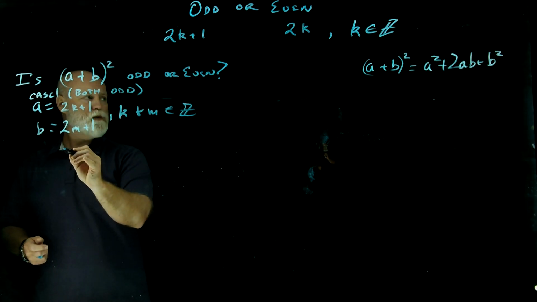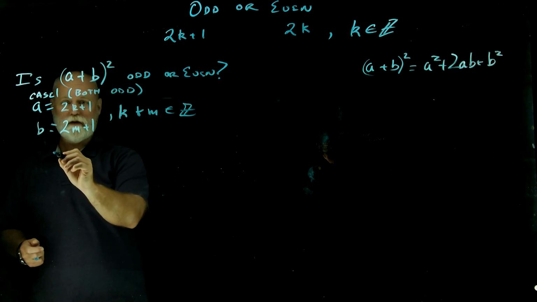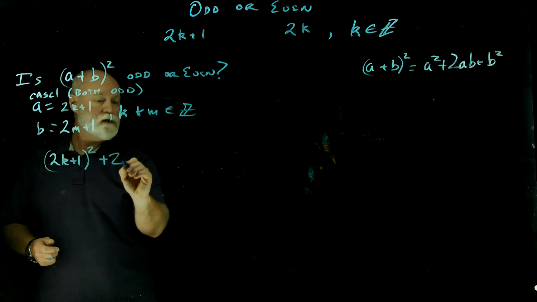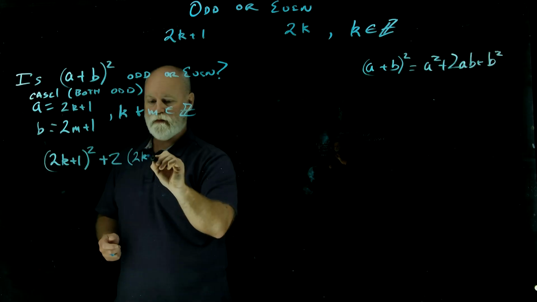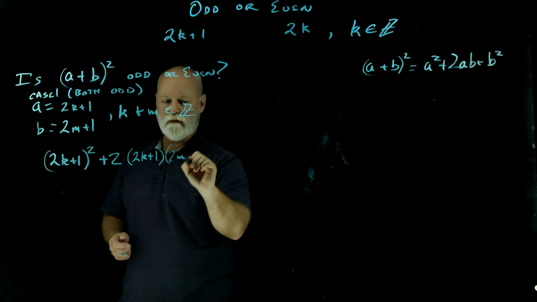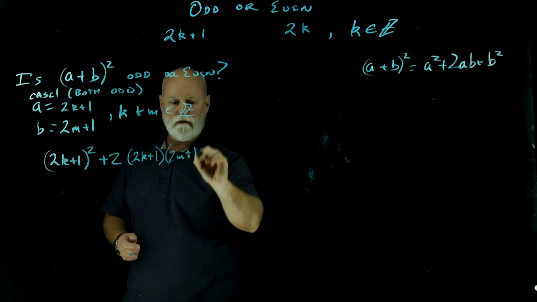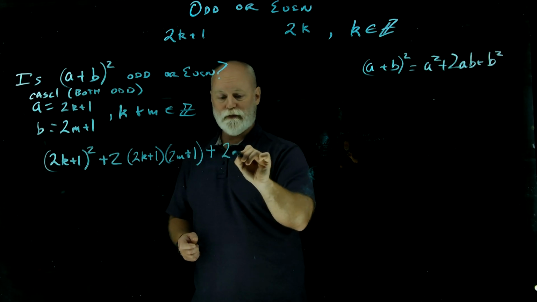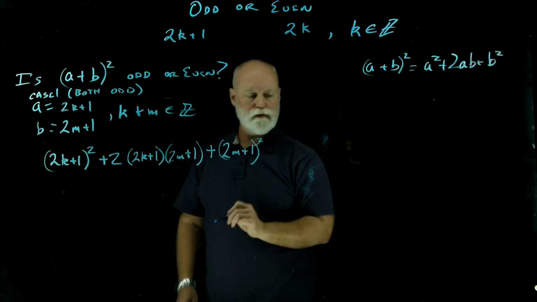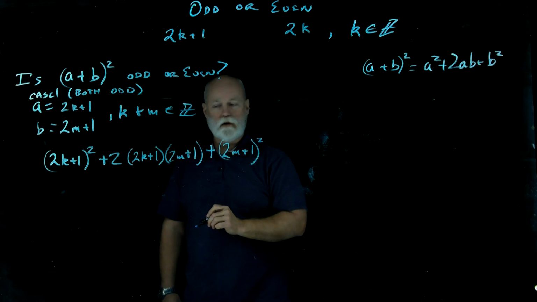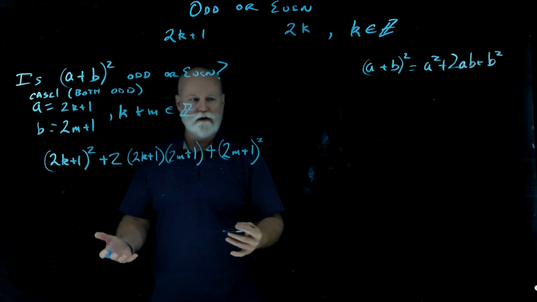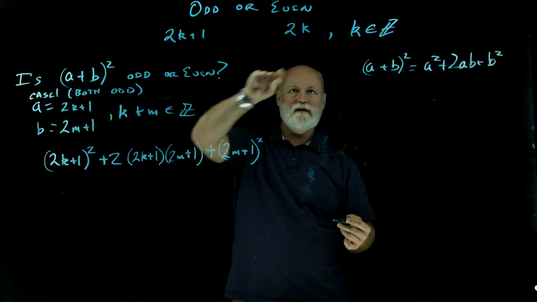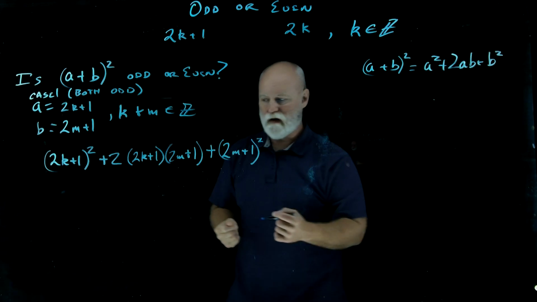Okay? So what do I have? So now I have a squared plus 2 times a times b plus b squared. All right? So let's do some simplification, because remember what we're looking for is, do I end up having an even plus 1 or do I have an even? Because that will tell me whether it's odd or even, right?